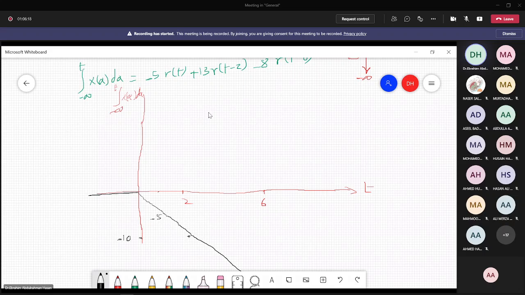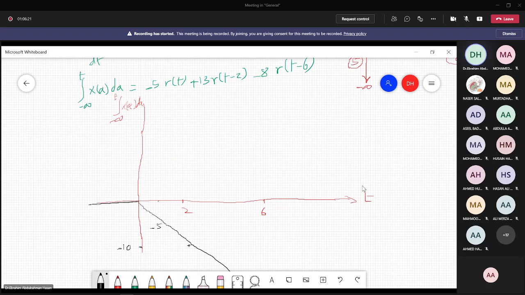Without this term, it's going to continue to infinity. But here, at 2, we have a ramp with a slope equal to 13. So one line with a slope equal to minus 5, and starting from 2, another line with a slope equal to 13. Then we will get a line with the slope equal to 13 minus 5, which is equal to 8, from 2.